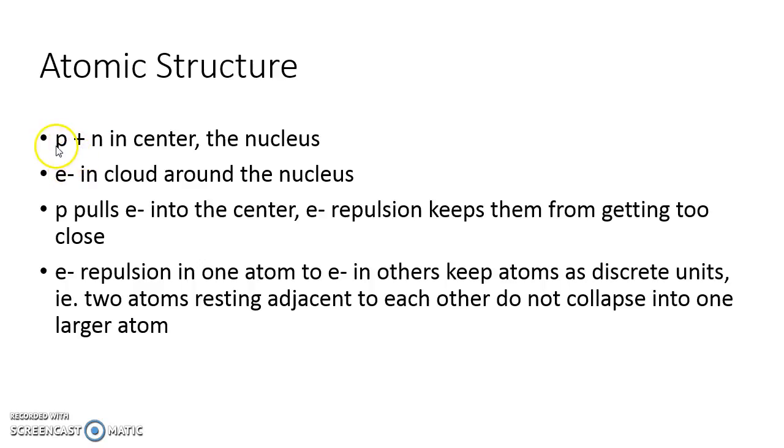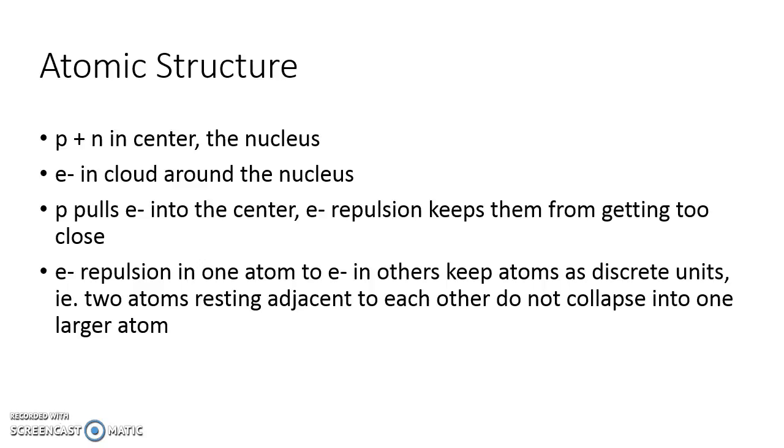The structure of the atom is that the protons and neutrons are in the center in a place we call the nucleus, and the electrons are in a cloud all around the nucleus. Because protons and electrons have opposite charge, all the protons in the nucleus have this positive charge that pulls on the electrons, pulling them toward the nucleus. But the electrons do not fall into the nucleus. As they start coming into the nucleus, they start repelling each other and that keeps them from getting too close to the nucleus.